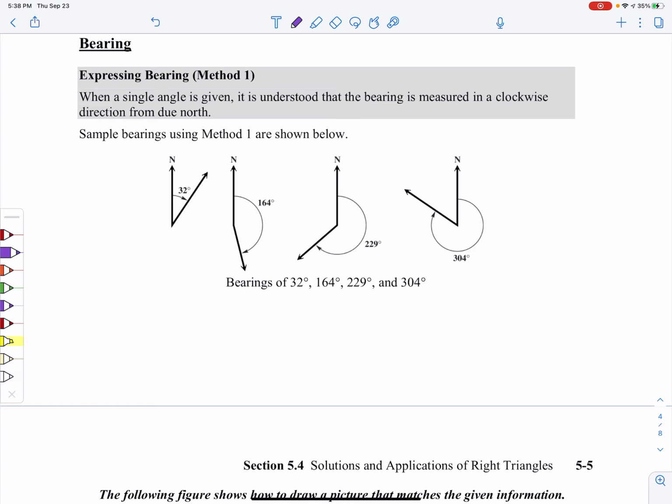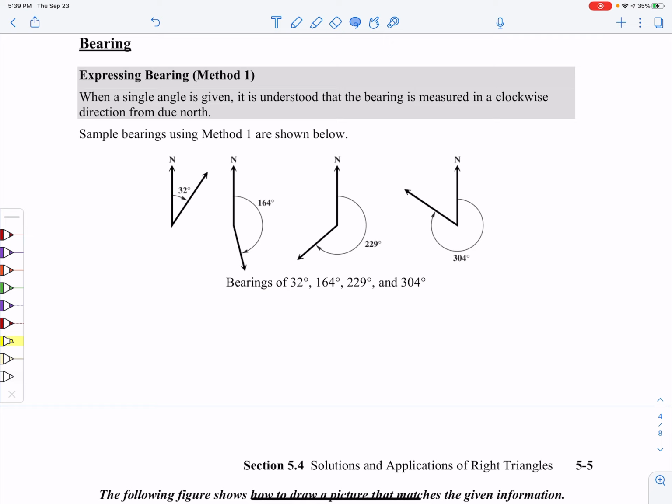The first method is when just a single angle is given. And we are going to understand that bearing is measured in a clockwise direction from north. So I have four different examples here: a bearing of 32 degrees, 164 degrees, 229, and 304 degrees.